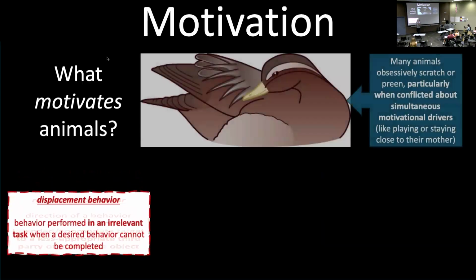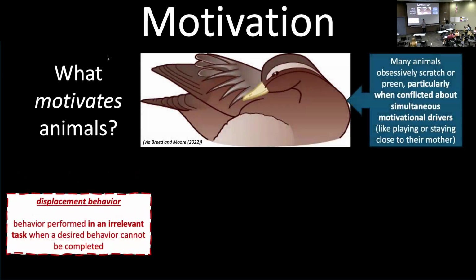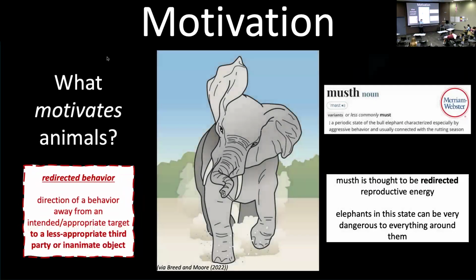This is a little different than displacement behavior, where you get this irrelevant behavior often because you have a conflict between two things. So in this case, you cannot do the intended behavior. There is no mate around. So instead, you just direct all your energy into destroying a nearby fence.